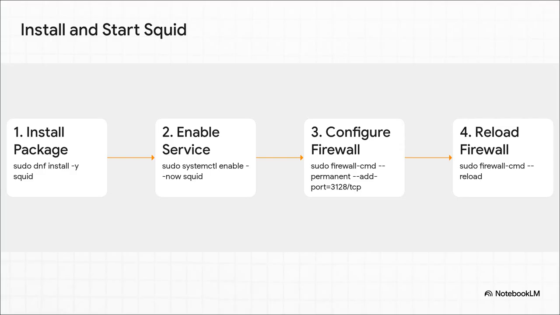First things first, we gotta install the package, and that DNF install command takes care of that for us. Next up is systemctl enable --now. Now this one's really handy because it does two things at once. It starts Squid immediately, and it tells the server to start it automatically every time it reboots. And finally, the firewall. By default, Squid is listening on port 3128, so we need to poke a hole in our firewall to let that traffic through.